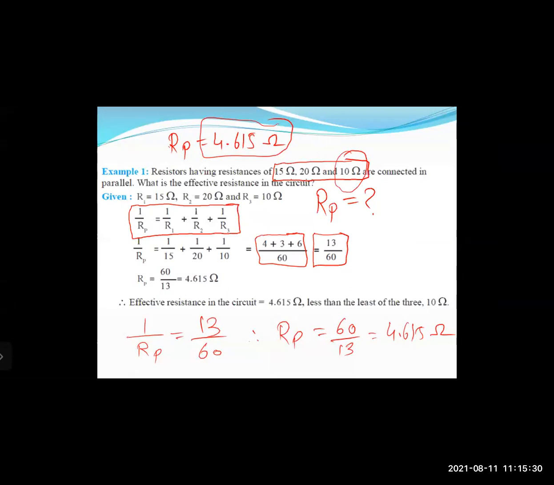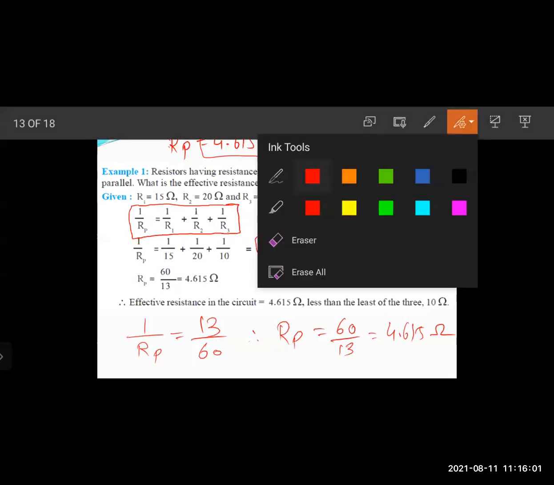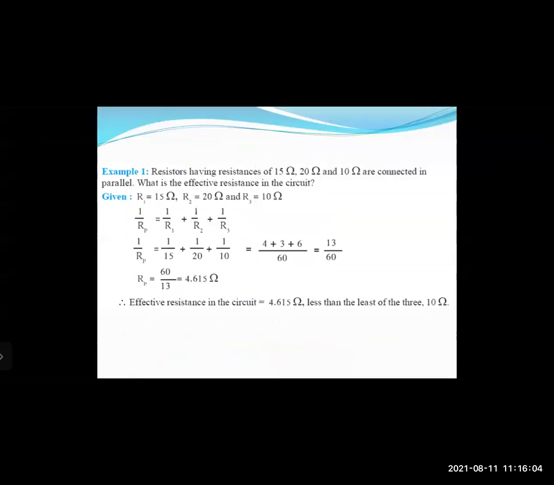So you can see the total resistance is only 4.615 ohms, whereas the resistors that you have individually connected are 15 ohms, 20 ohms, and 10 ohms. So this is a proof here that the resistance in the circuit will decrease as you connect the resistors in parallel combination. So look at the final answer. Therefore, the effective resistance in the circuit equals 4.615 ohms, less than the least of the three, that is 10 ohms. Right. So you can see over here that we have also verified the concept of a parallel combination.